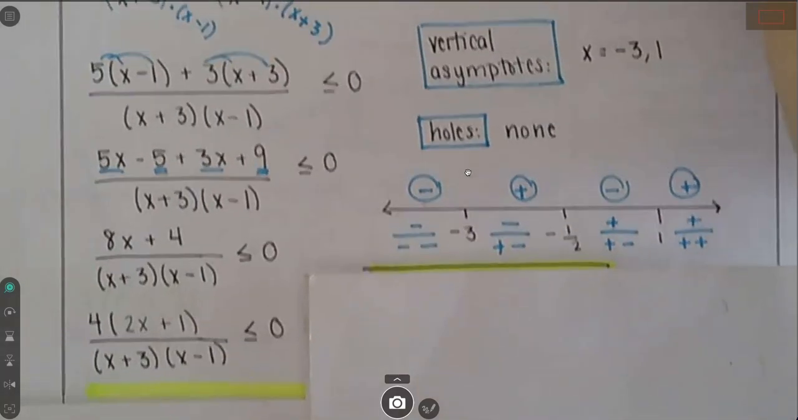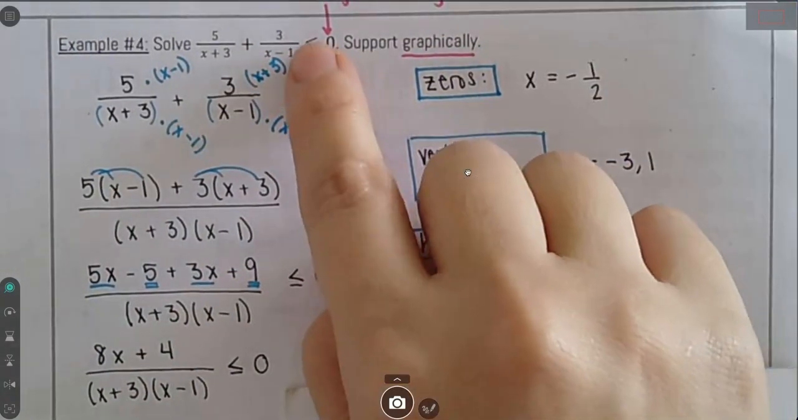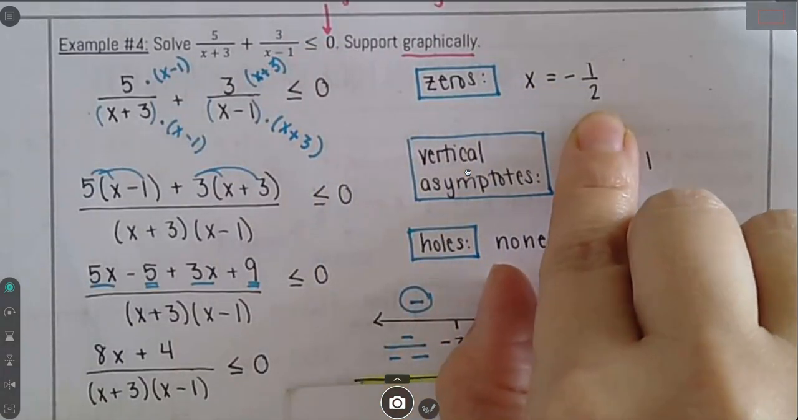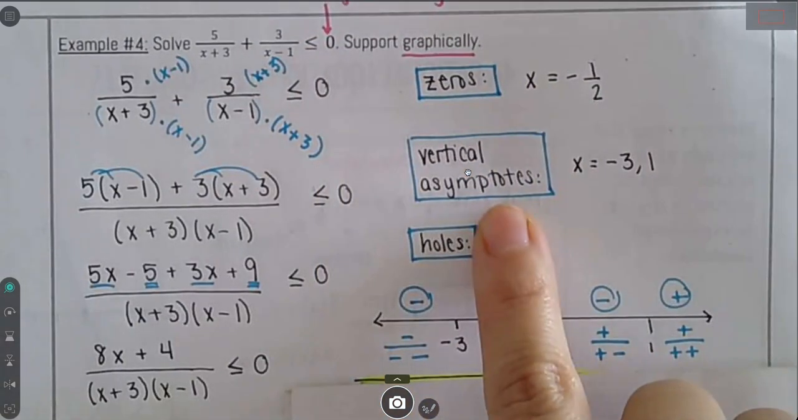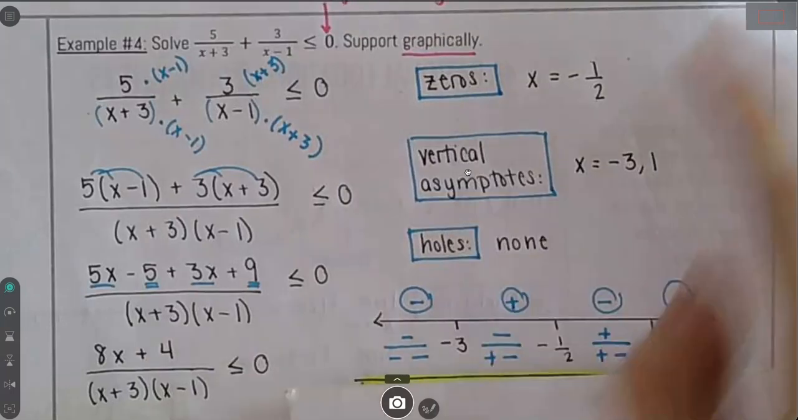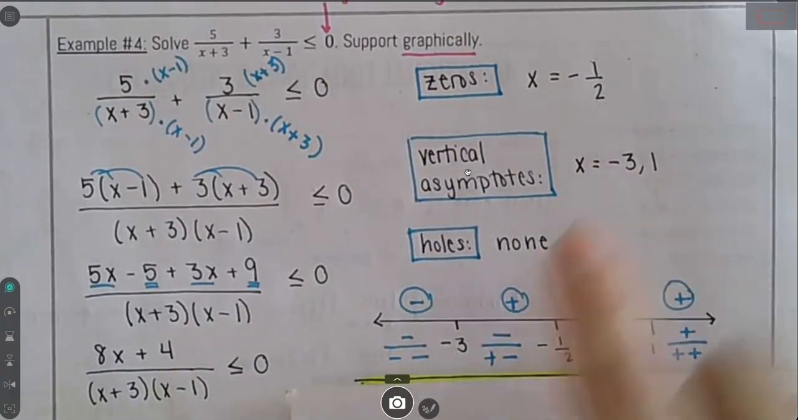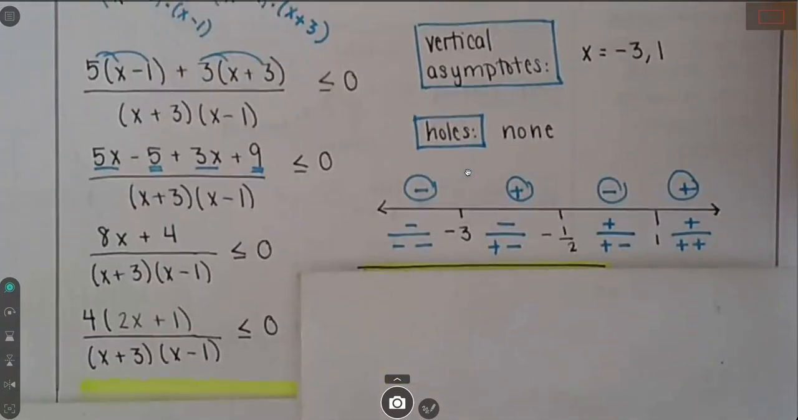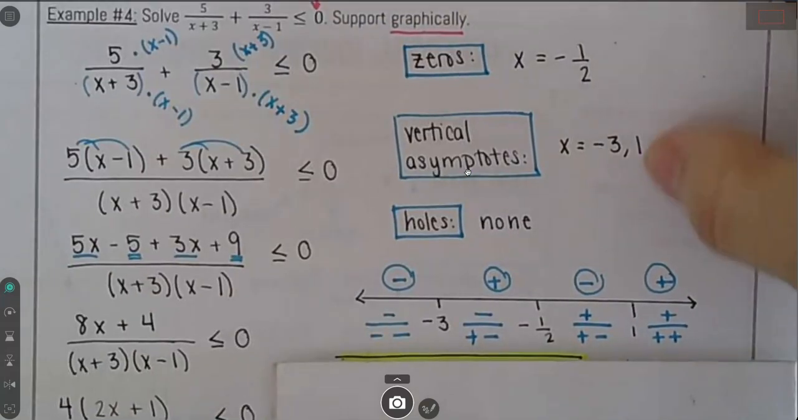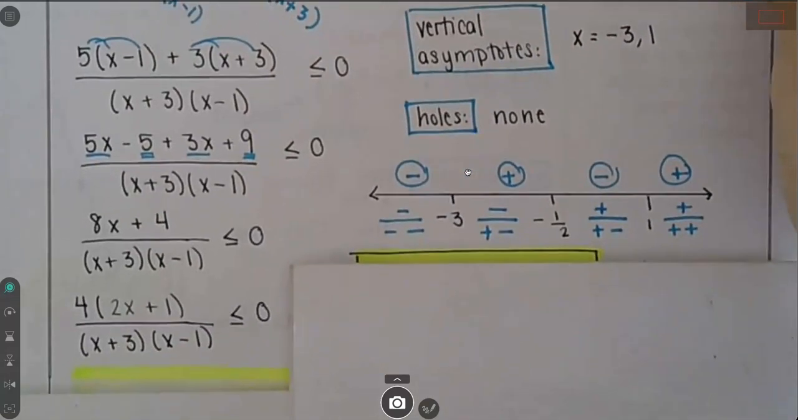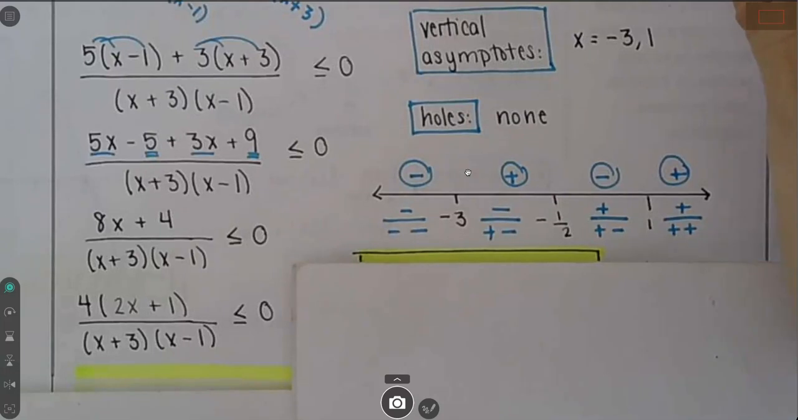Good question. So in this case, it's underlined. So the zeros are going to be a bracket. The asymptotes are not. And the holes are not, if there are any holes. So in this case, zeros are included, asymptotes and holes are not. If it's not underlined, then none of them are included.